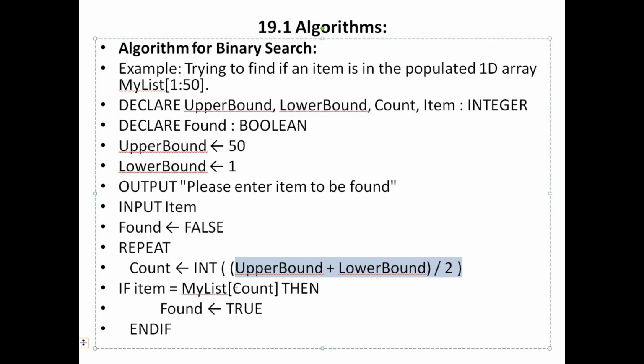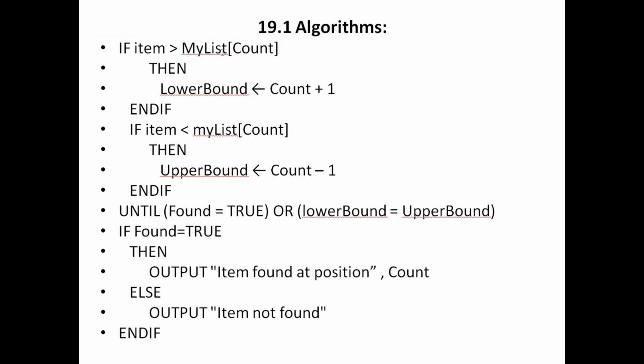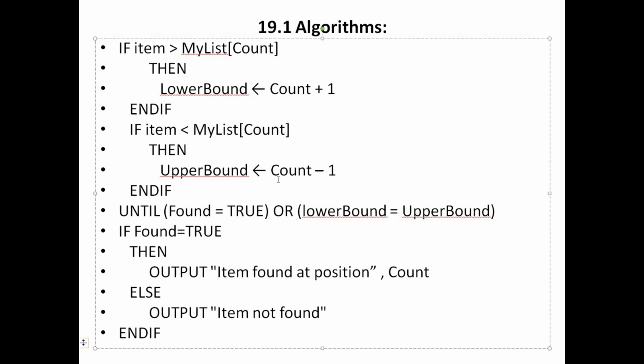So if item equals my list count, then found equals true. And if item is greater than my list count, then lower bound equals count plus 1. Otherwise, if it is less than my list count, then upper bound would be count minus 1. So you can shift to the right hand half of the array or the left hand half until found is true or lower bound equals upper bound. If found equals true, then output item found at position count. Otherwise, item not found. Simply.